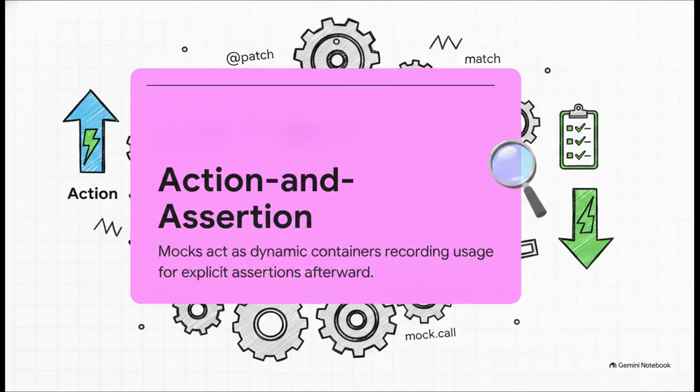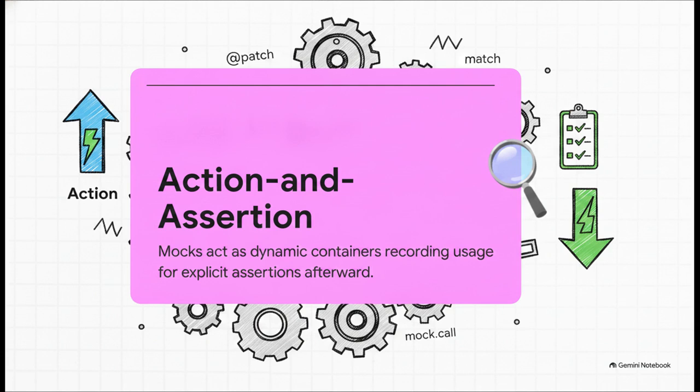Okay, so unlike traditional mocking frameworks in languages like Java, where you often have to strictly record all your expectations before the code even runs, Python's unittest.mock uses a super dynamic action and assertion model. Thanks to Python's wild metaprogramming capabilities, specifically how it intercepts lookups using the __getattr__ dunder method, Python mocks act as these dynamic, on-the-fly containers.